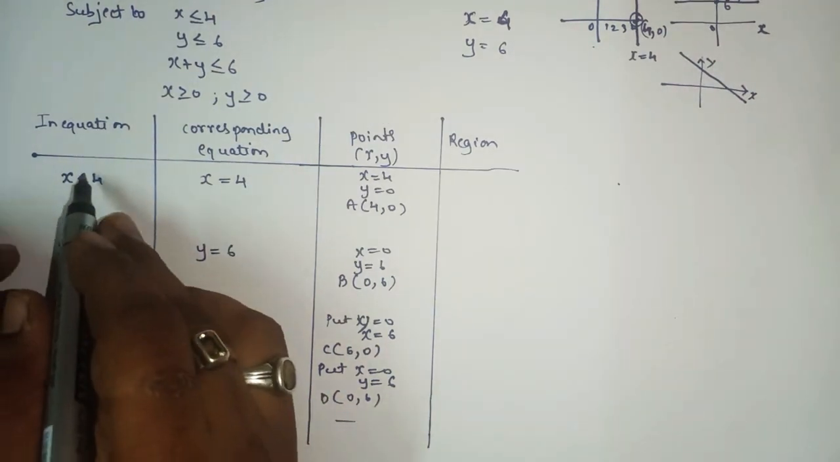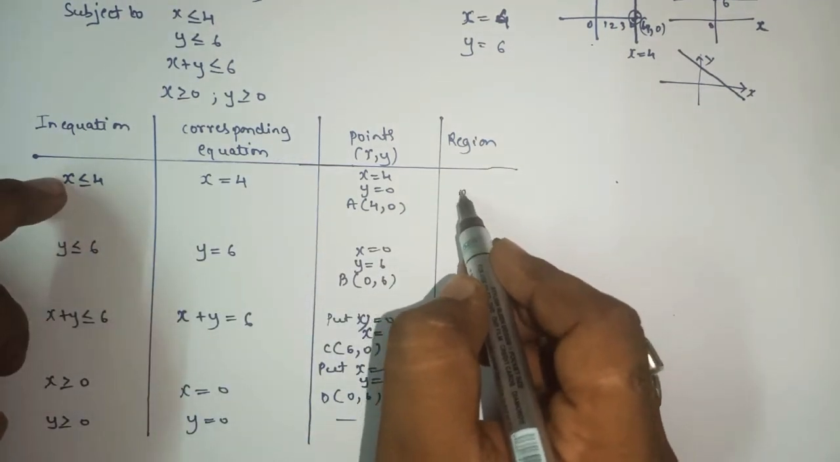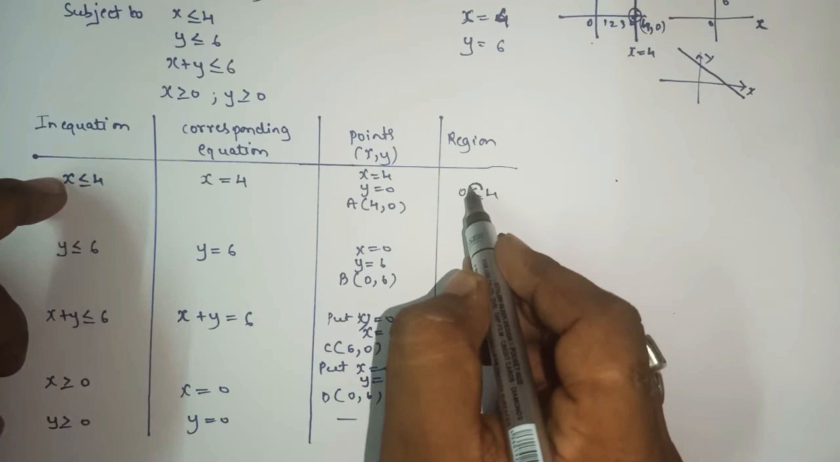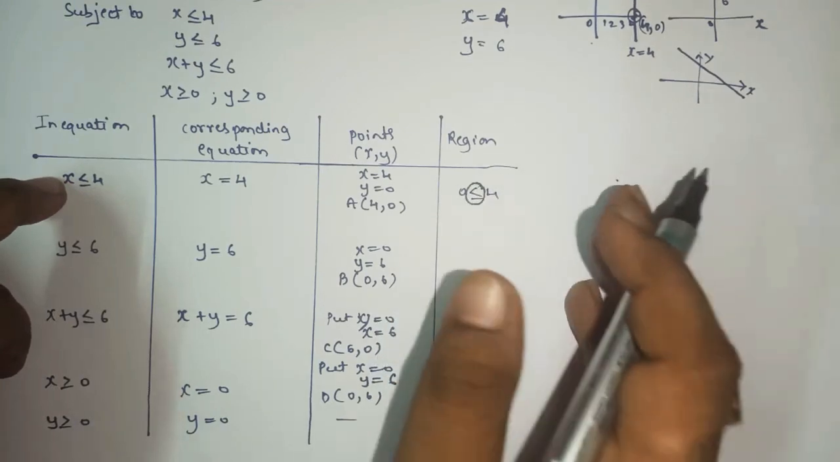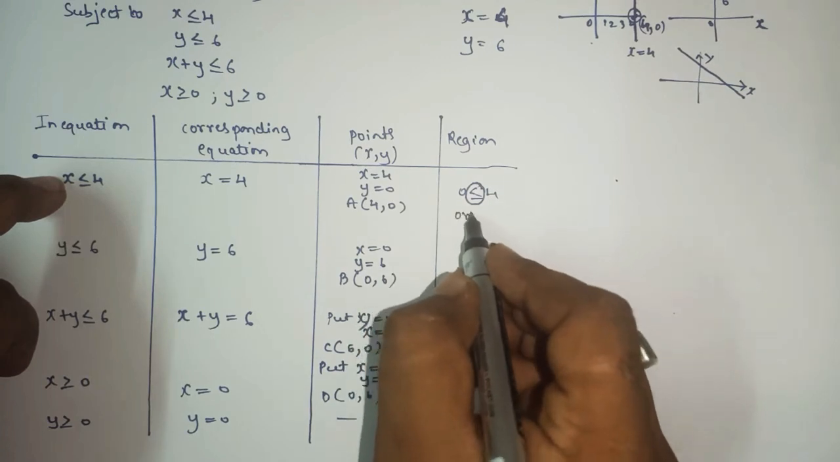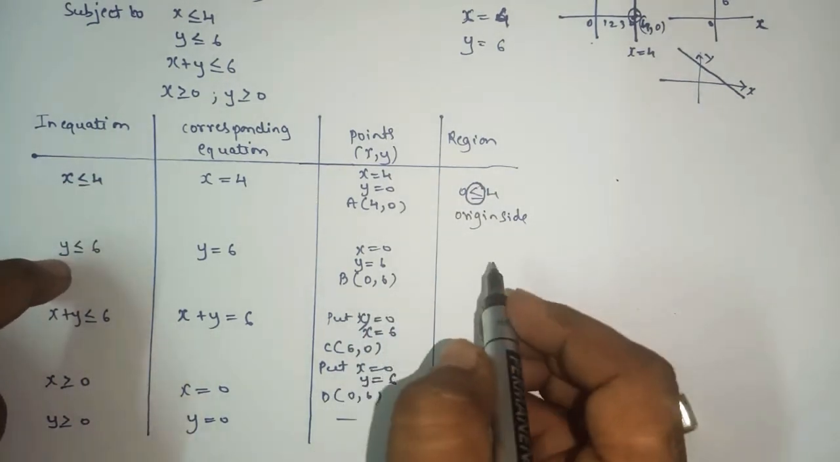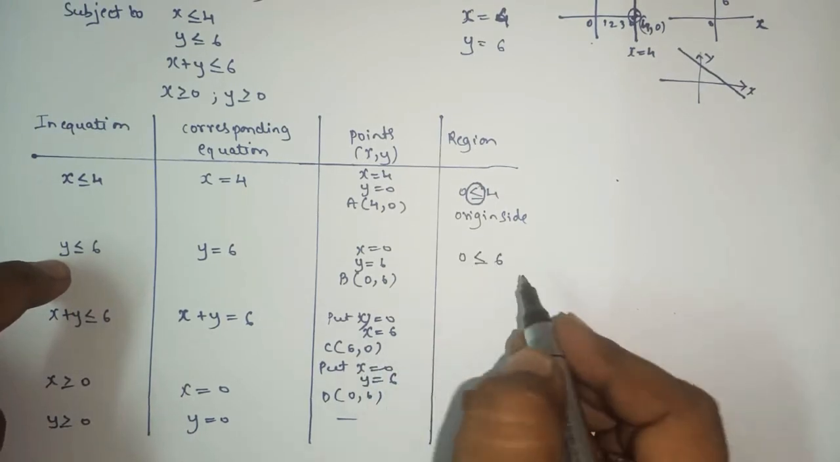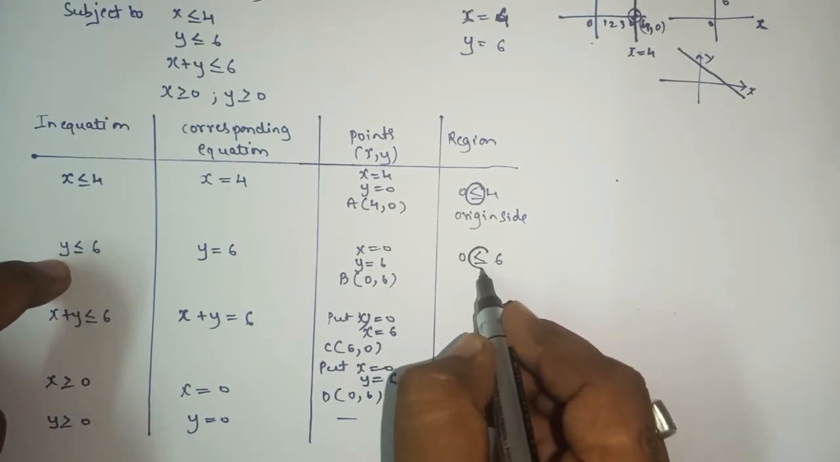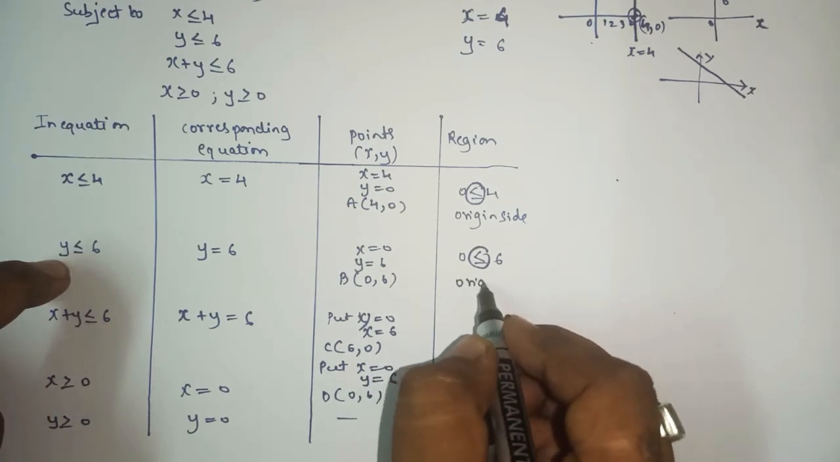Okay, as here we have less than or equal to, simply replace the value of x by 0. We'll check out of these two conditions, one condition should be satisfied. As 0 is less than 4, so origin side. Okay, we'll replace this y by 0. Out of these two conditions, one condition should be satisfied, as 0 is less than 6, origin side.